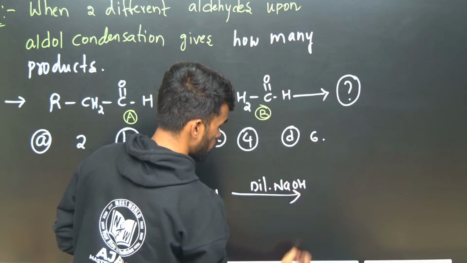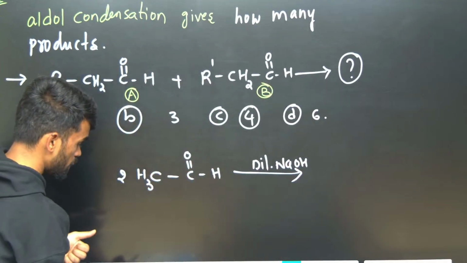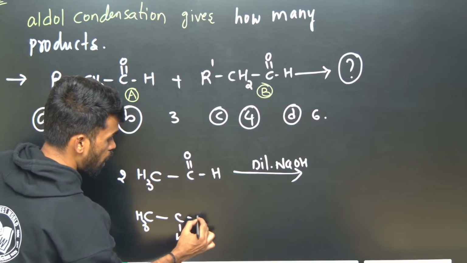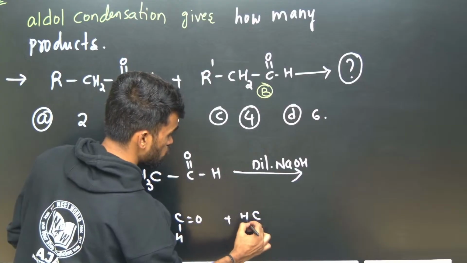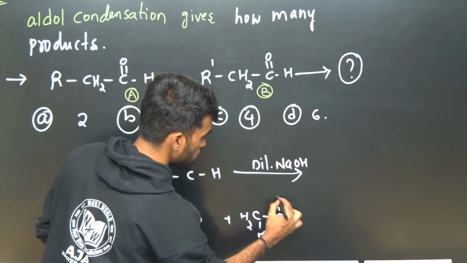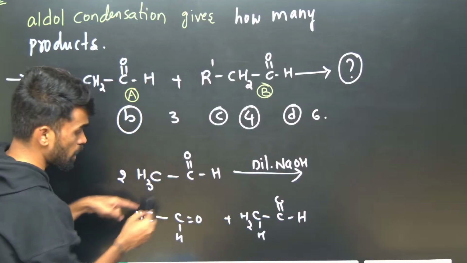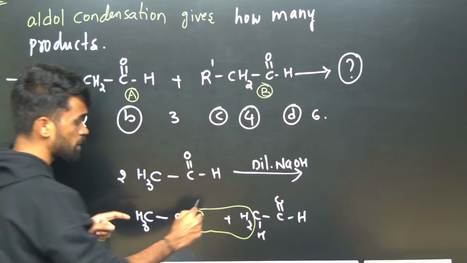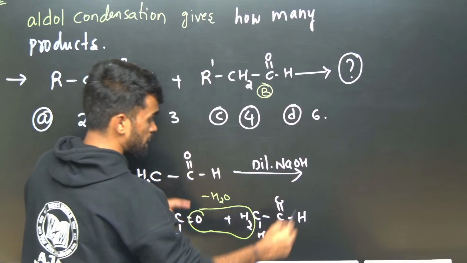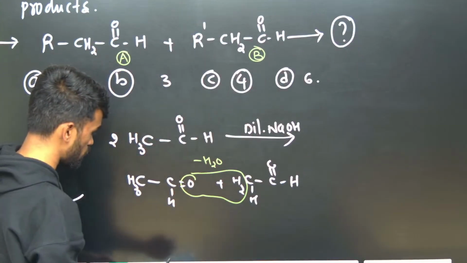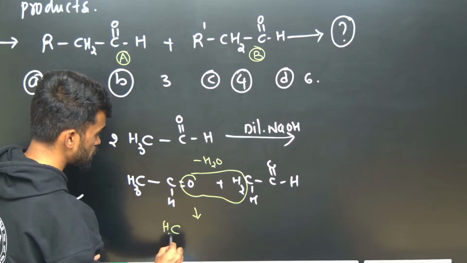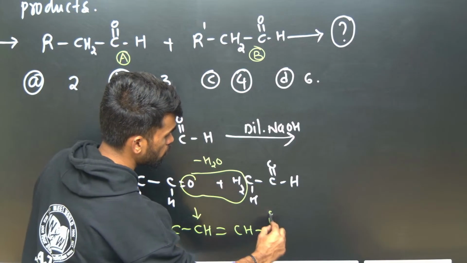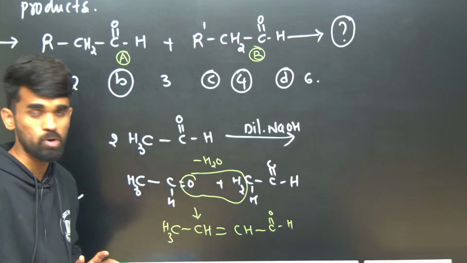From one carbonyl group the oxygen, and from the other carbonyl group the hydrogens, are together removed as a water molecule, so that we get an alpha beta unsaturated product, which I have written as CH3 CH double bond CH C double bond OH, like this. This is the final product formed.